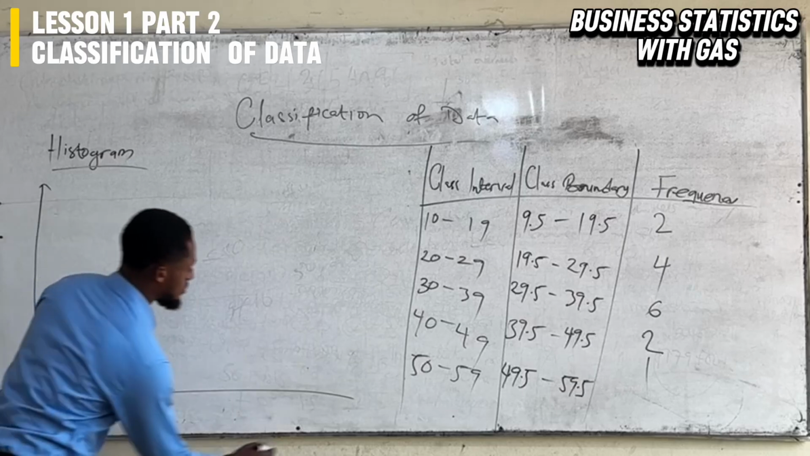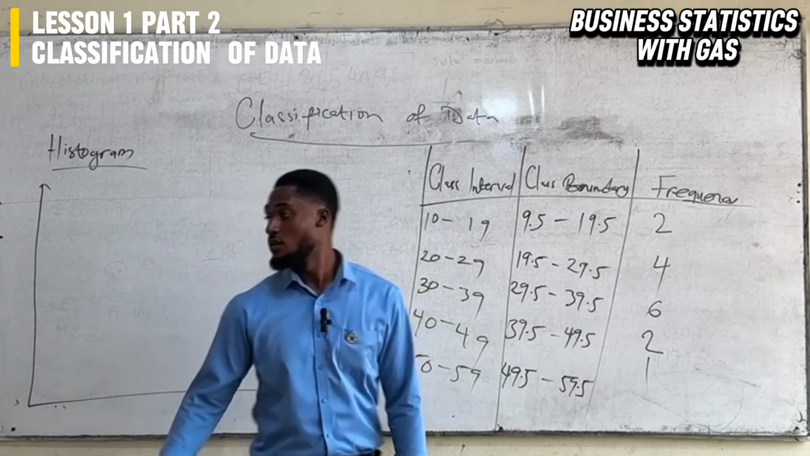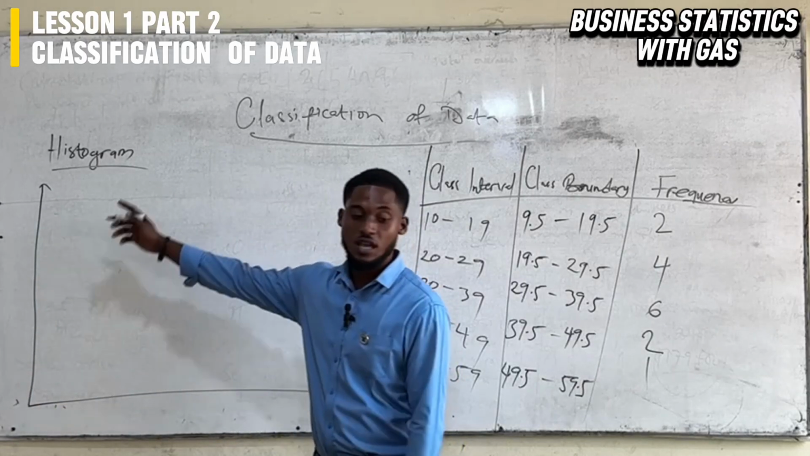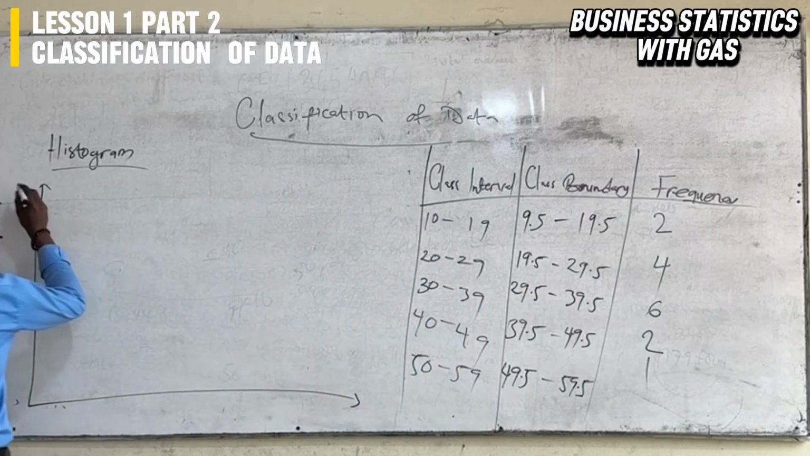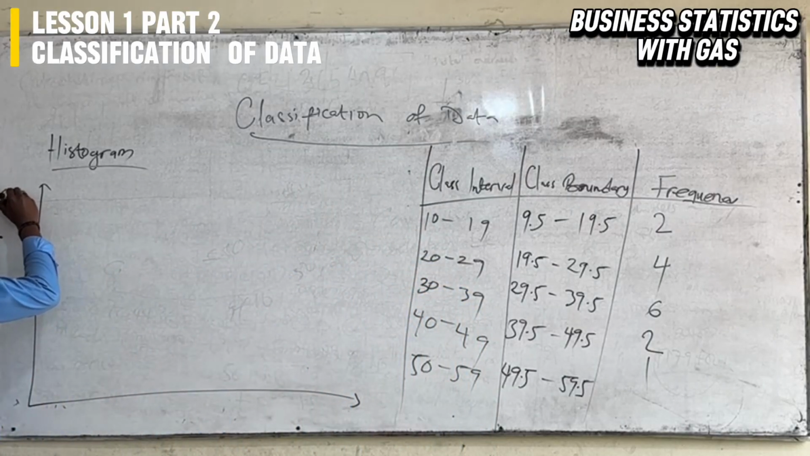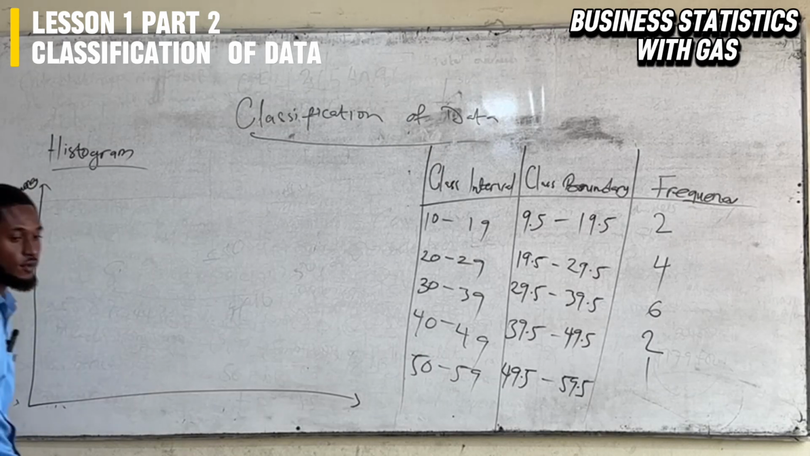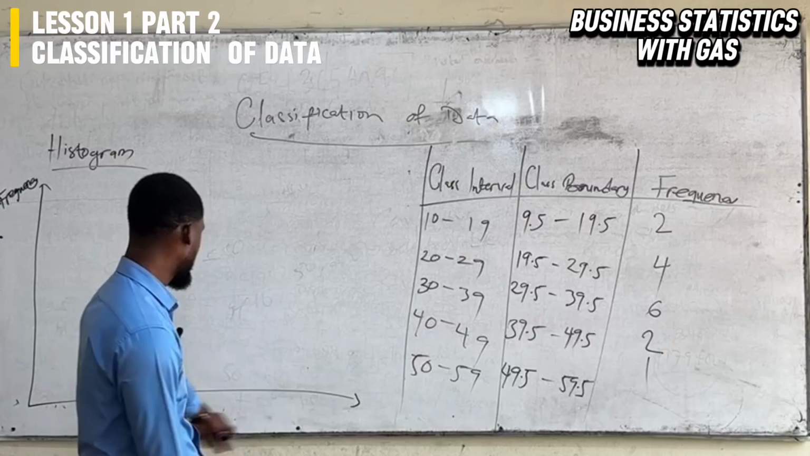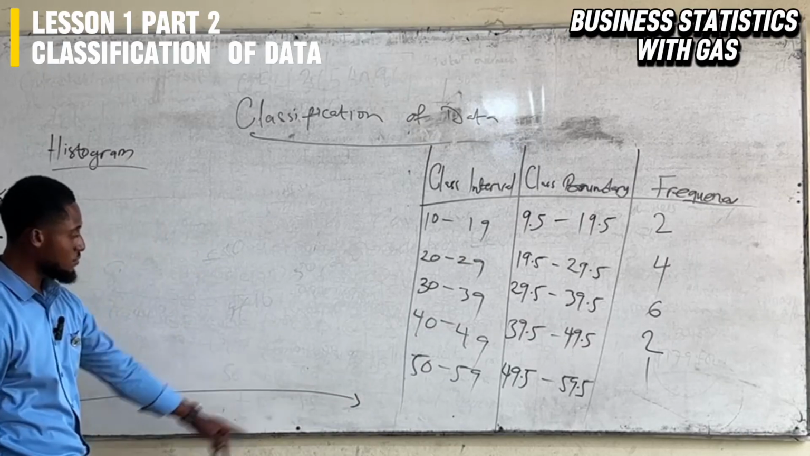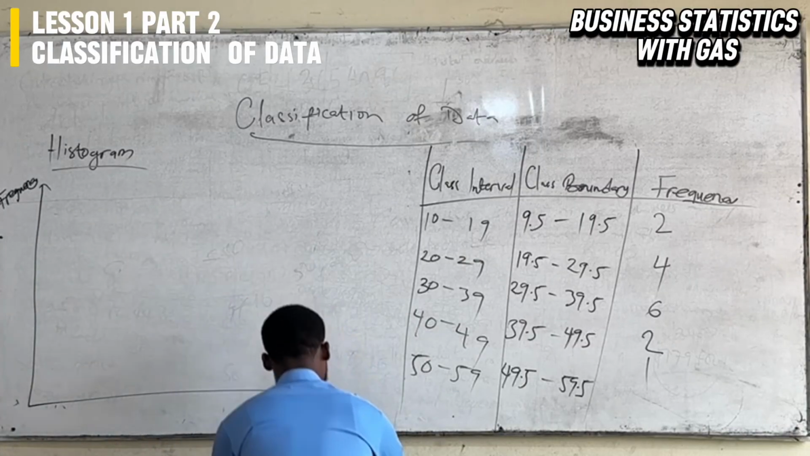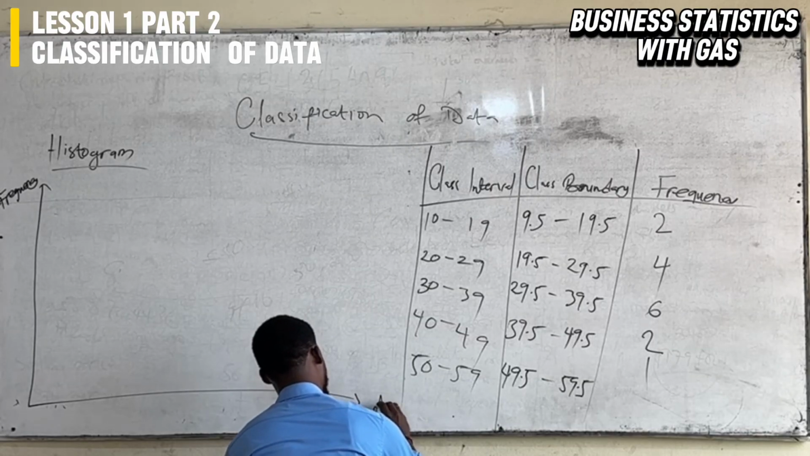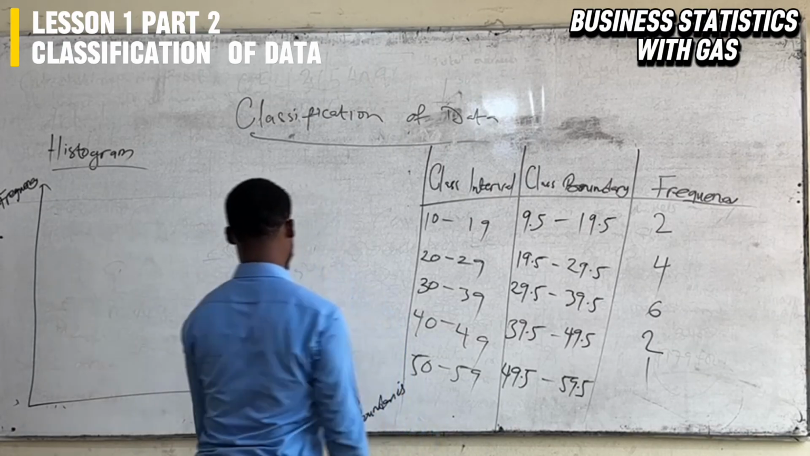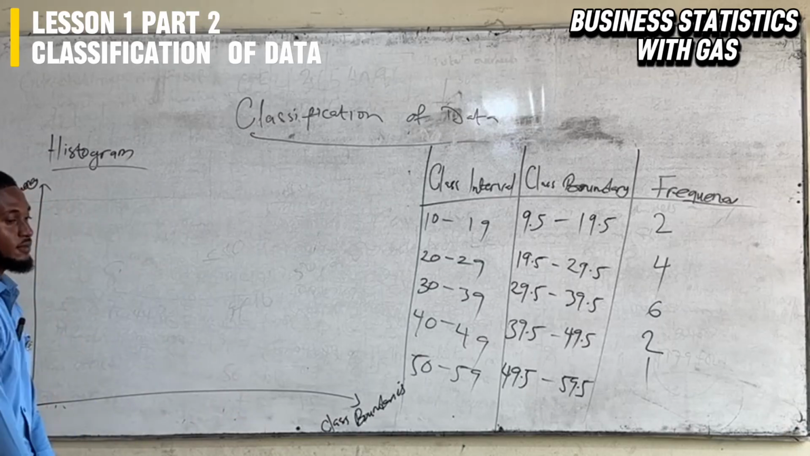So now, here should be our frequency. Here is where we are going to state our frequency. And the bottom here is going to be where we are stating our class boundary. So this is where we will be stating our class boundaries.